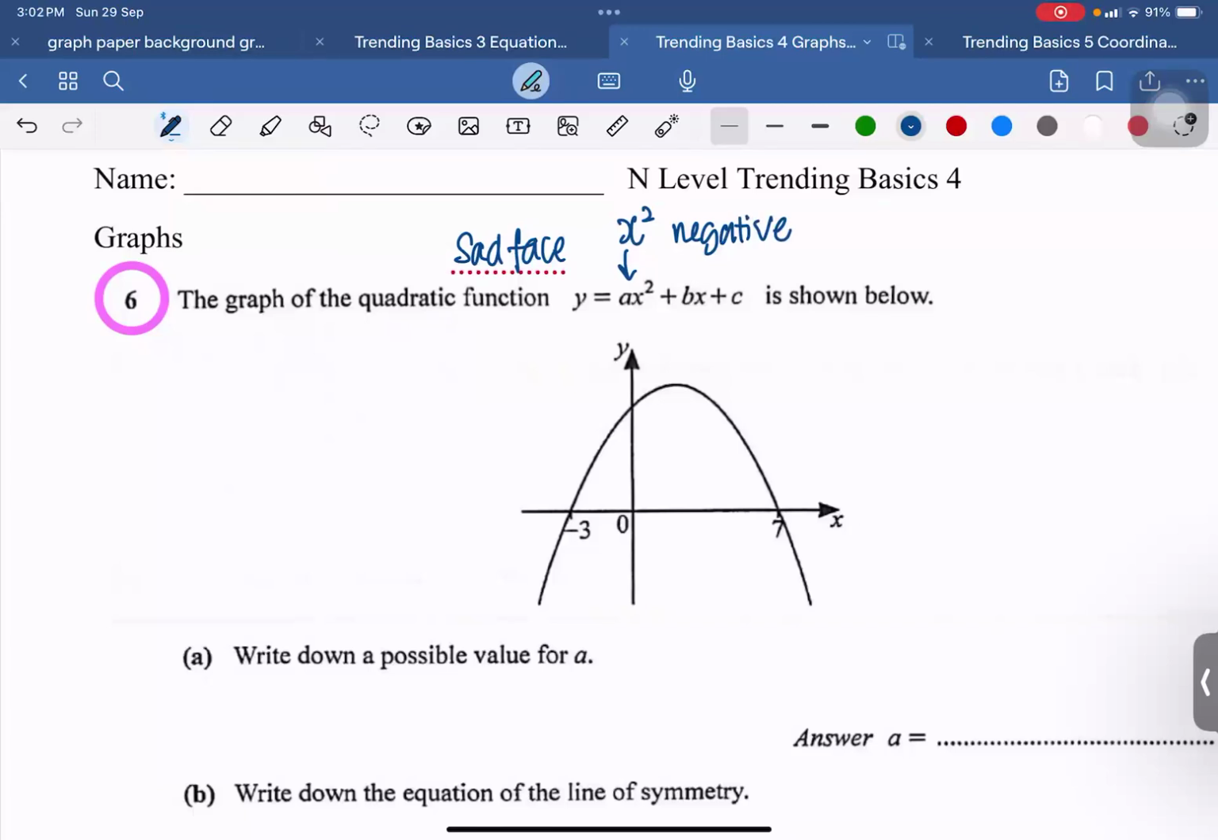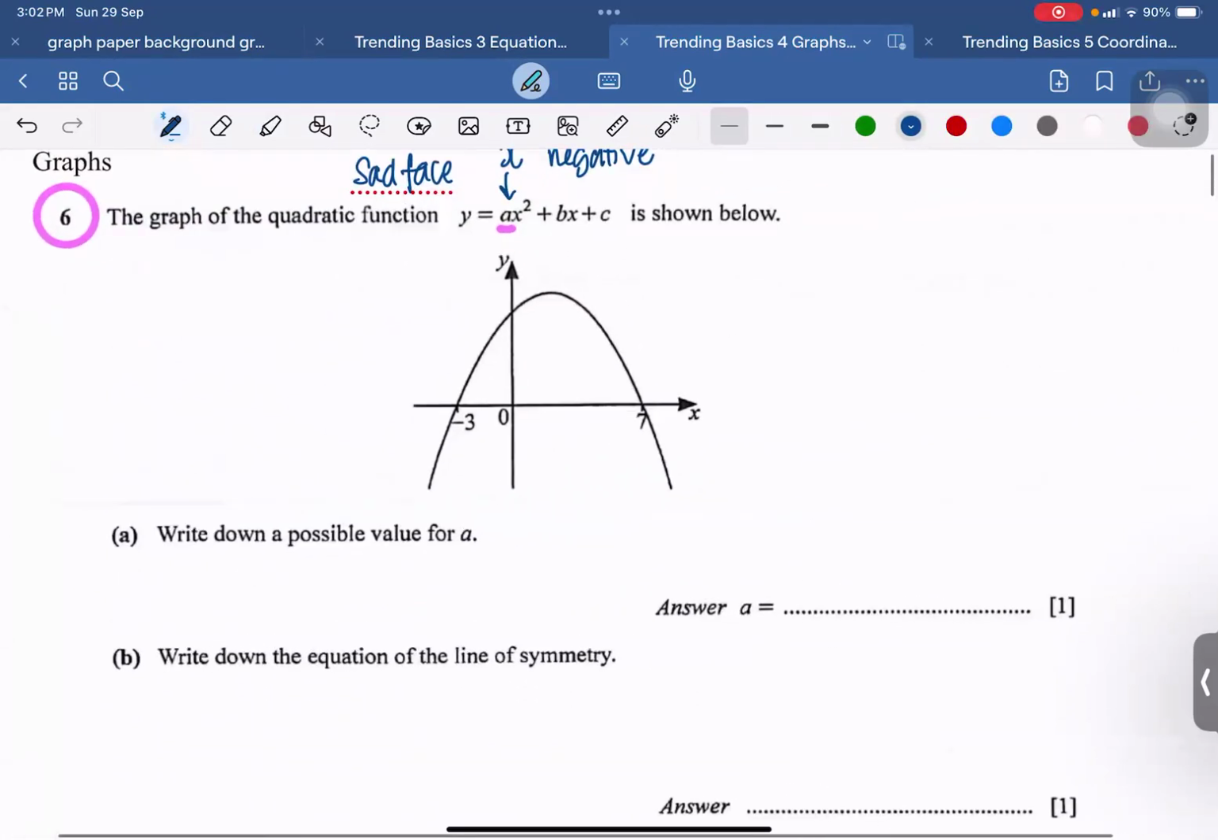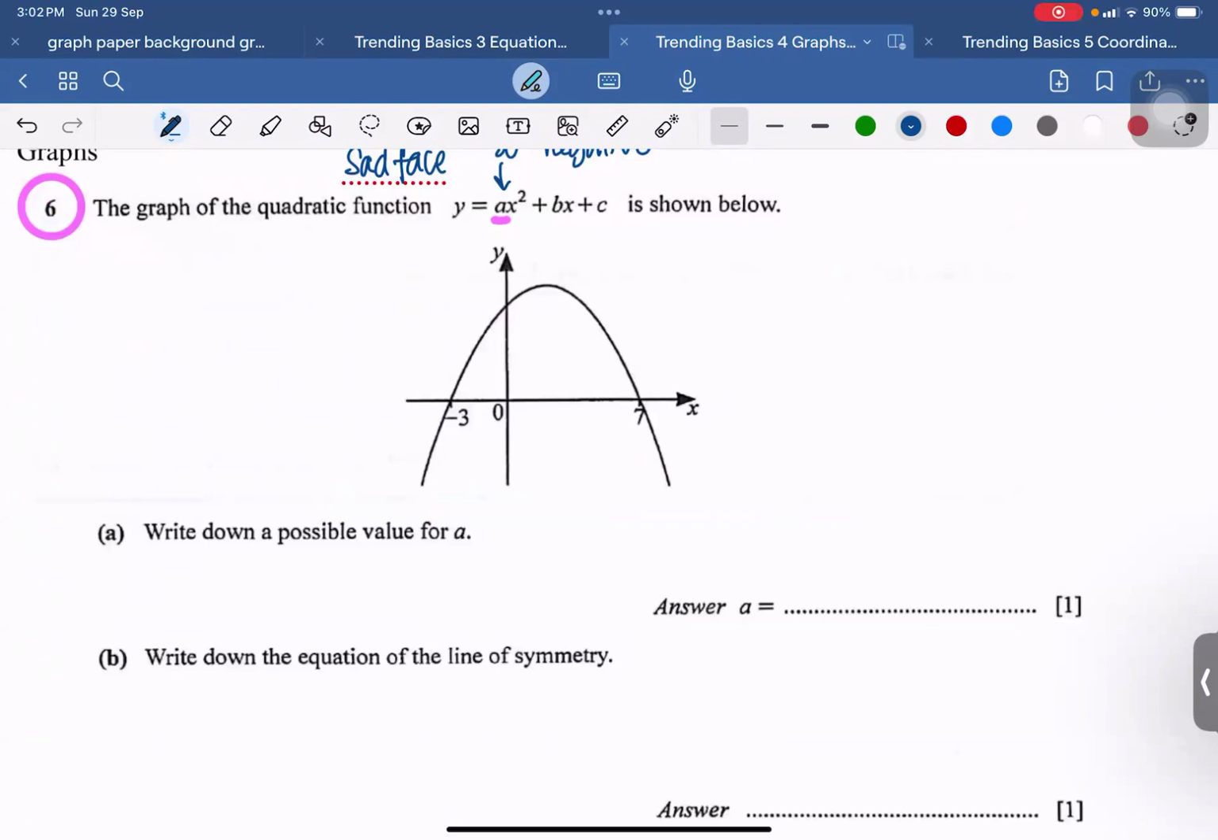So in a quadratic equation, the question now says write down a possible value of a. It means this a value over here has to be any negative value. So usually I will just put maybe -1, -2, up to you all, okay? So this one can be any negative.